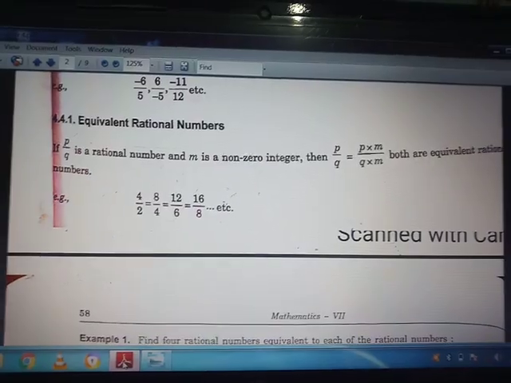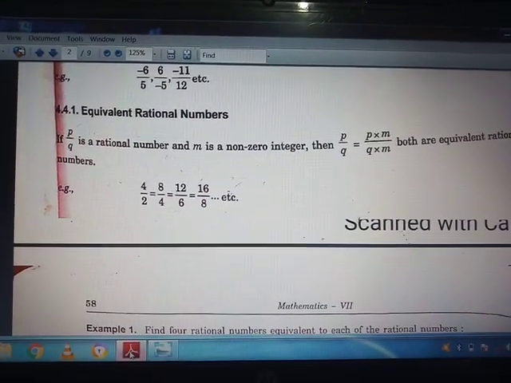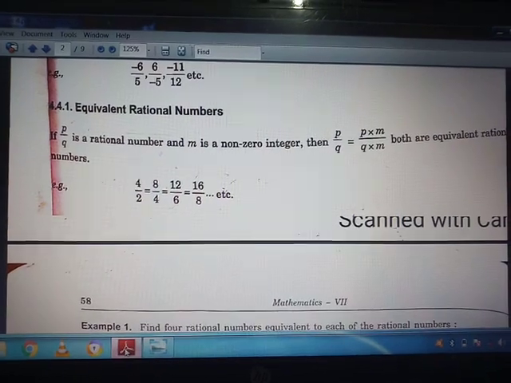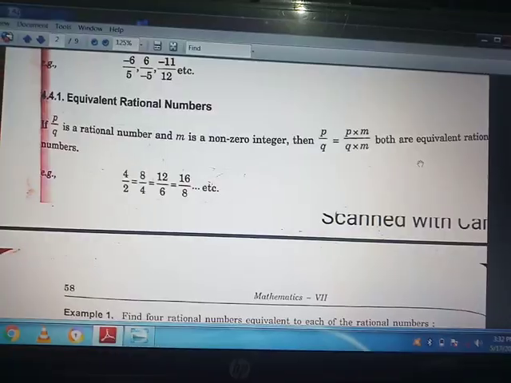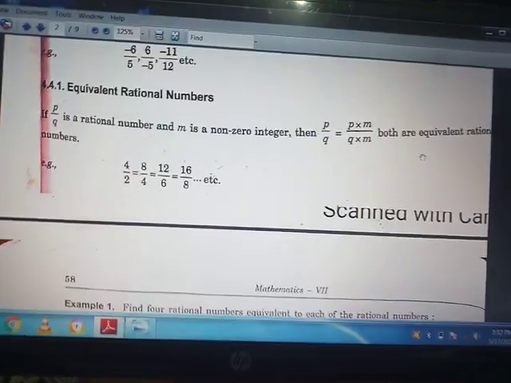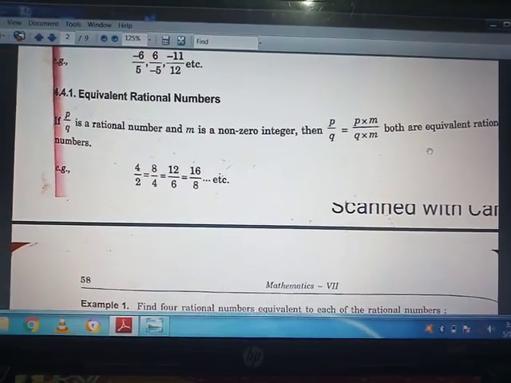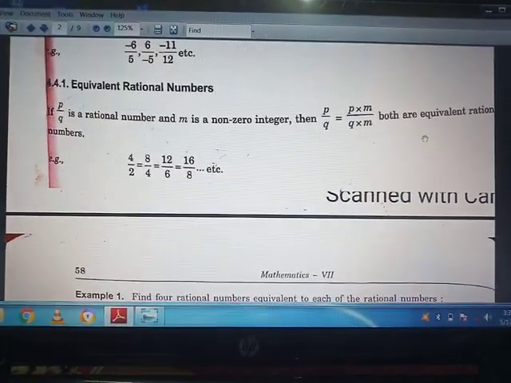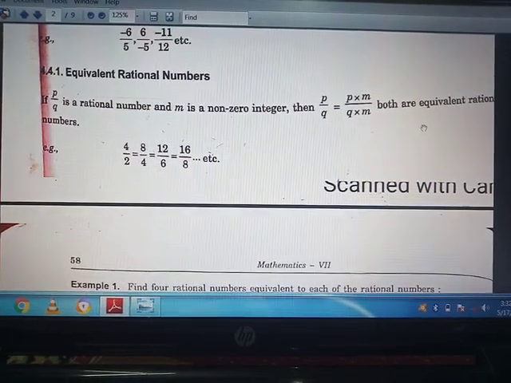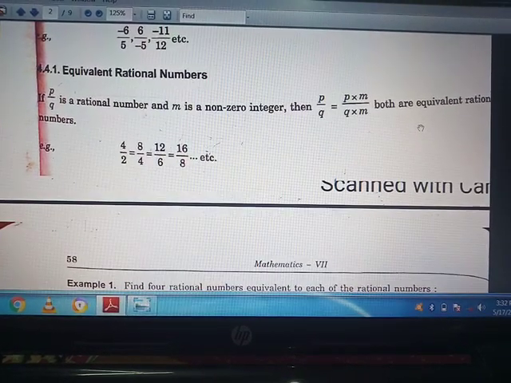So basically you can see the equivalent rational numbers are those which can be written in the form of p by q if p by q is multiplied by any non-zero integer. Basically the number should not be 0, which is to be multiplied to the numerator and denominator.